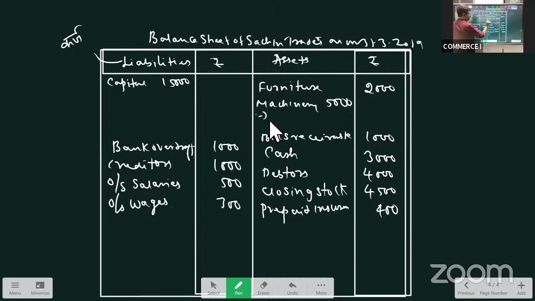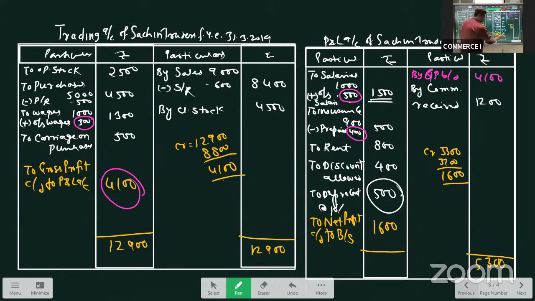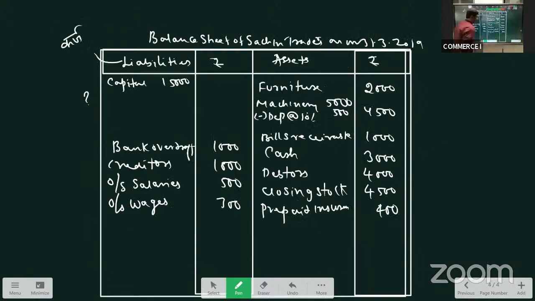Depreciation on machinery. We have to deduct from machinery. 500 we will deduct and we'll take 4,500. And what is one thing we have to take here? We have to take the net profit 1,600 and add it to capital. So add net profit 1,600. This would be 16,600.